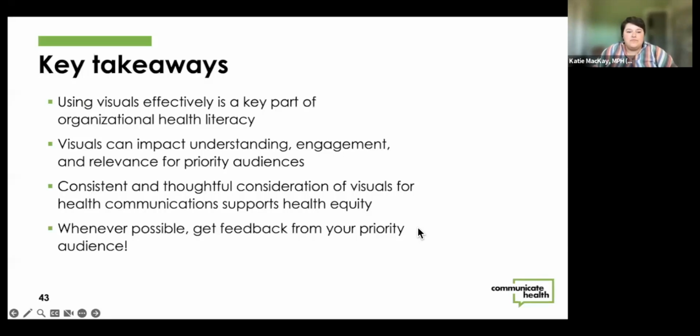Thanks, Janelle. So you can go to the next slide, and I will share some key takeaways from our session today. First, using visuals effectively is a key part of organizational health literacy. Visuals can impact understanding, engagement, and relevance for priority audiences. Consistent and thoughtful consideration of visual aids for health communication supports health equity. And whenever possible, get feedback from your priority audience.